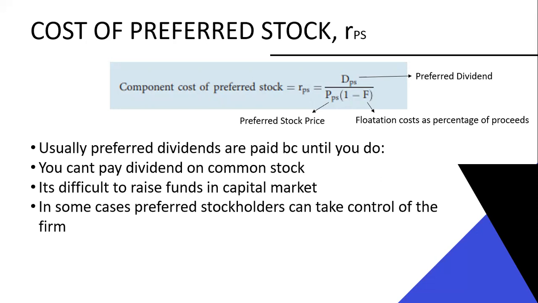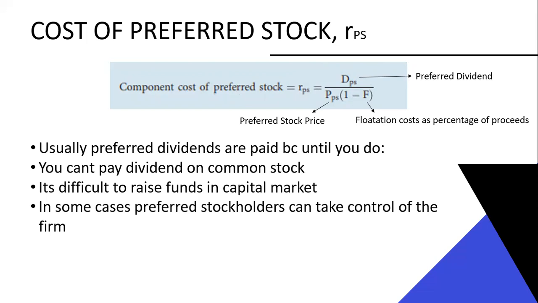So generally there are two kinds of stock. There is preferred stock and then there's common stock. And I'll just tell you a little bit about the difference in just a second. But let me just start off by telling you that the cost of preferred stock is shown as R with the subscript of PS.